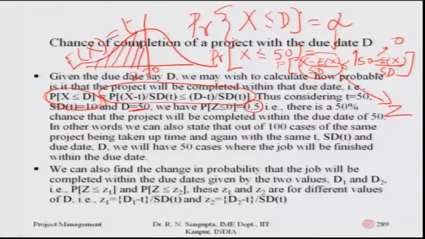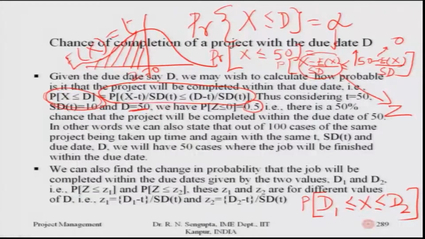So, based on such practical examples, let us give the concept very briefly. We can also find the probability that the job would be completed within the due dates given by two values d1 and d2, as just mentioned. So, I need to find out this probability. Technically, my job would be completed within some d1 and d2, these due dates are given.